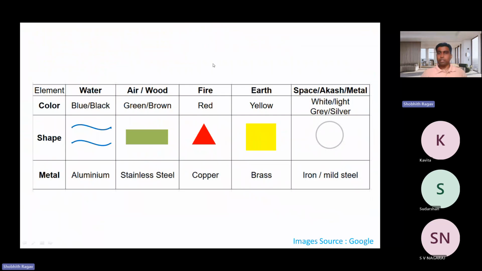Then we have the fire element, earth element, and space or akash, which is also called metal, because the metallic configuration has exactly the same configuration as space. The electrons, the neutrons, the electrons moving around the nucleus, right? It is exactly the same as we have in the space or the universe. So that's why they call that a metal element. Then we have colors and shapes. So what we'll do is deep dive into each element one by one.